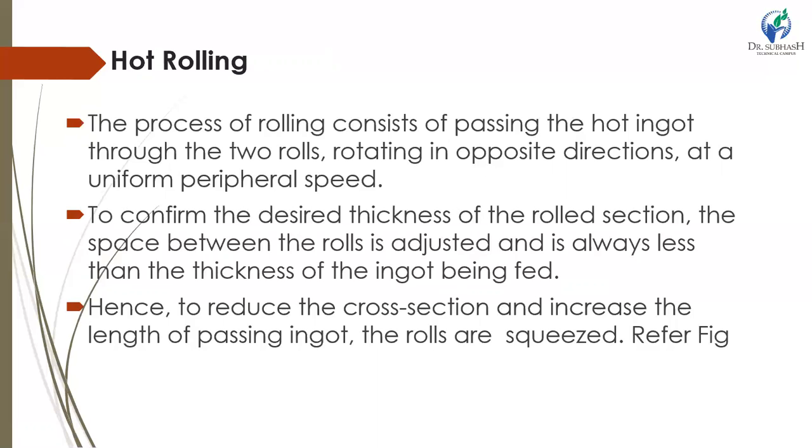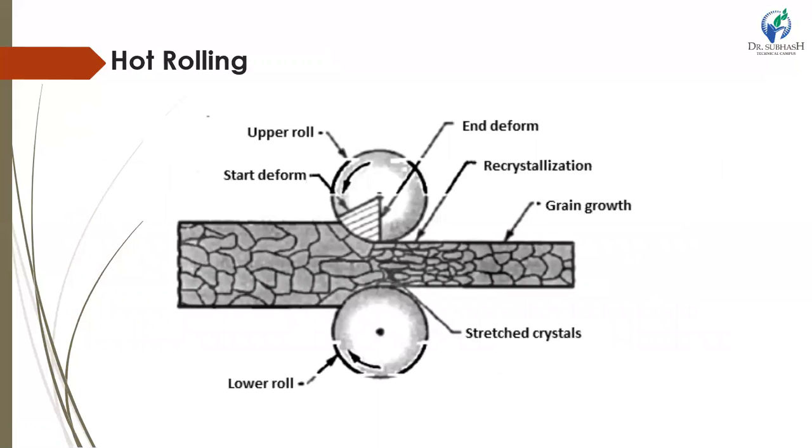The rolls are arranged in sequence, which is given in this diagram. In this diagram, two rolls are there. One is the lower roll and another one is the upper roll. The material is passing between these two rolls.